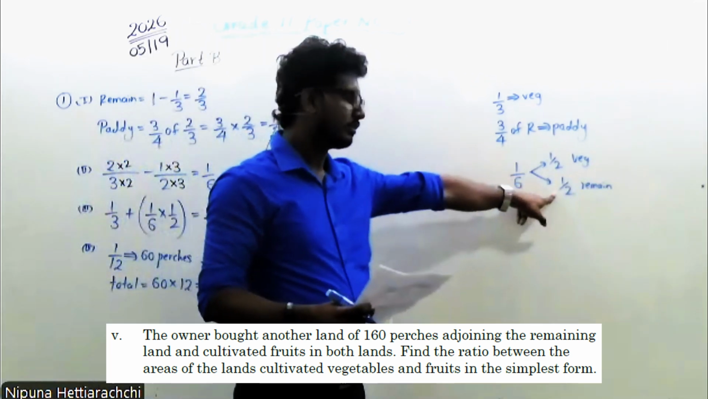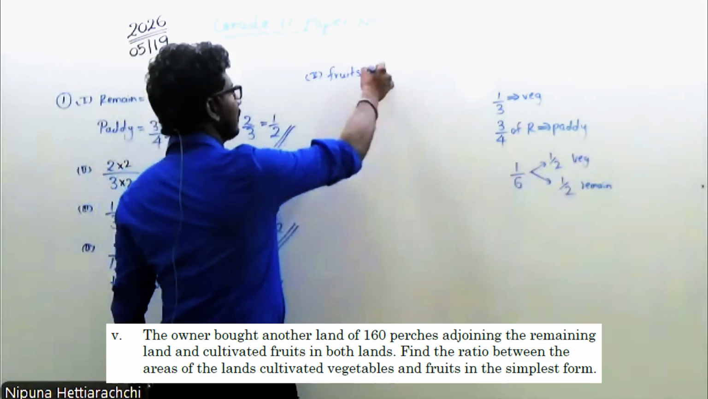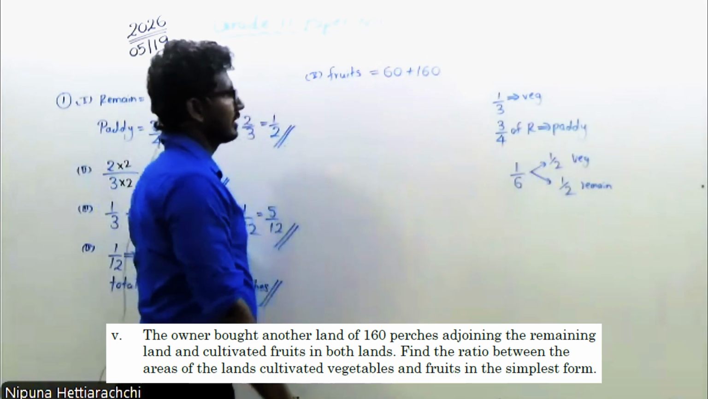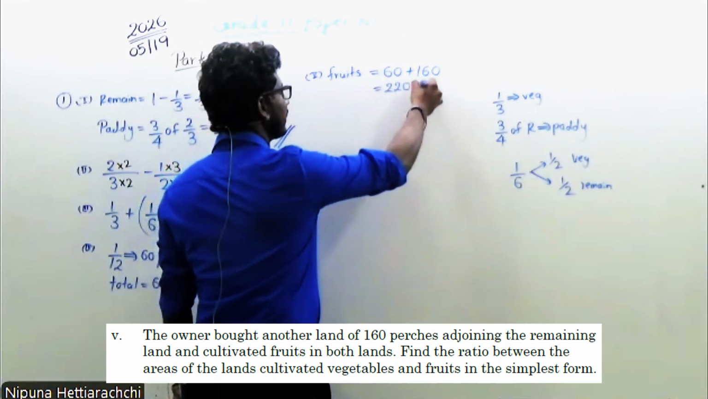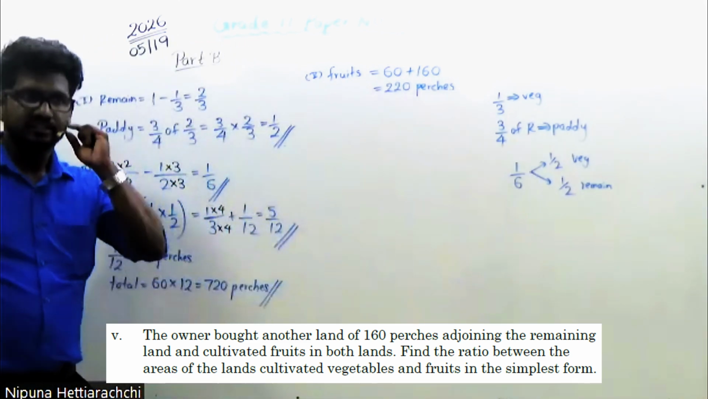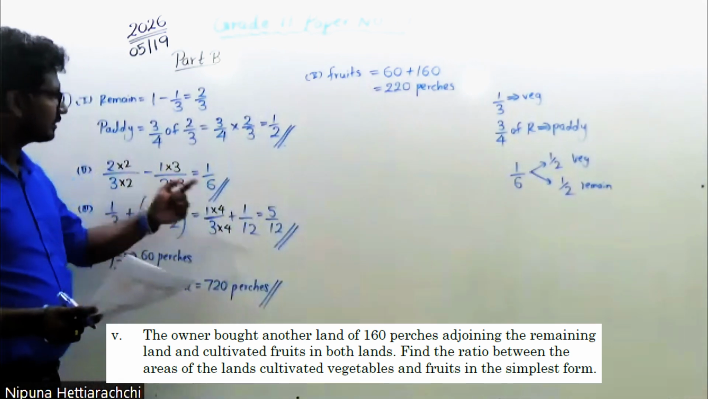This is also 1/12 portion. 1/12 portion is equal to 60 perches. That means fruits are 60 perches plus another newly bought 160 perches. That means total becomes how much? 220 perches. Totally fruits have been cultivated in 220. Then what about vegetables?